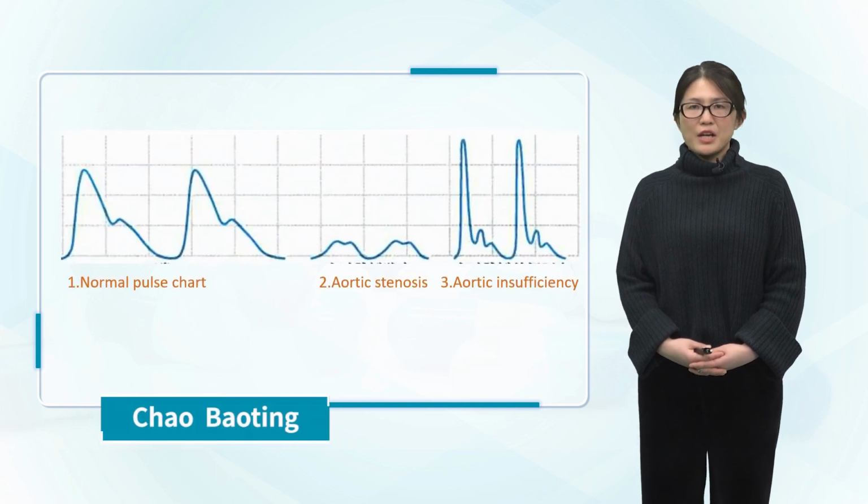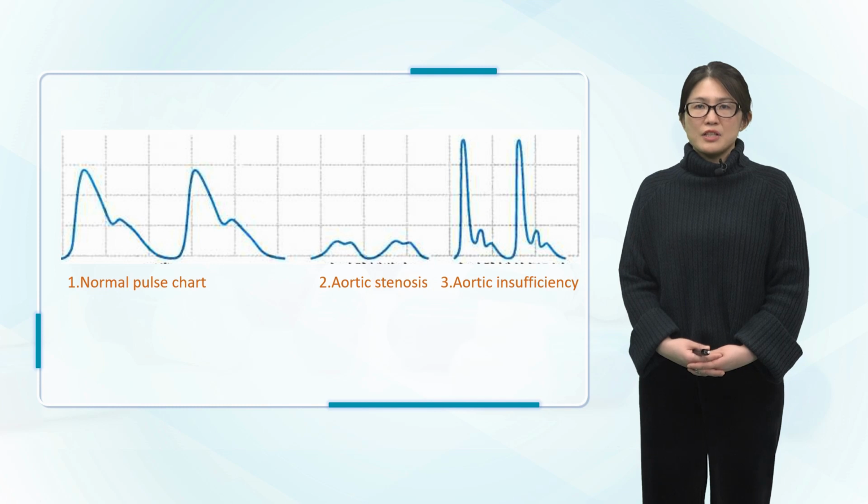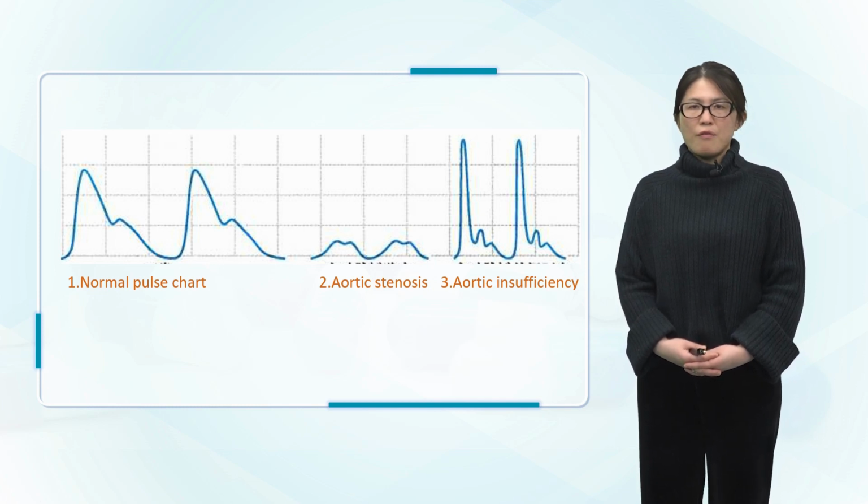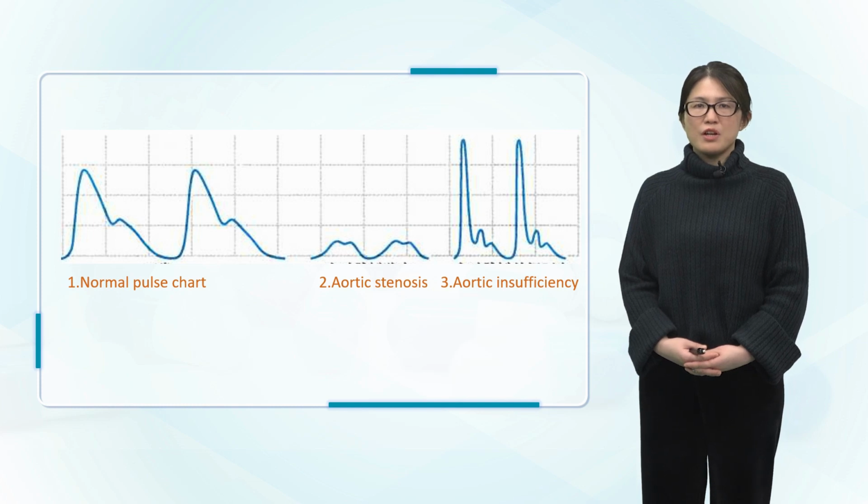The first is a picture of the normal arterial pulse. The ascending branch is relatively steep, formed by rapid ejection of blood from the ventricle. The arterial blood pressure rises rapidly, and the vessel wall is expanded. The descending branch is relatively flat.